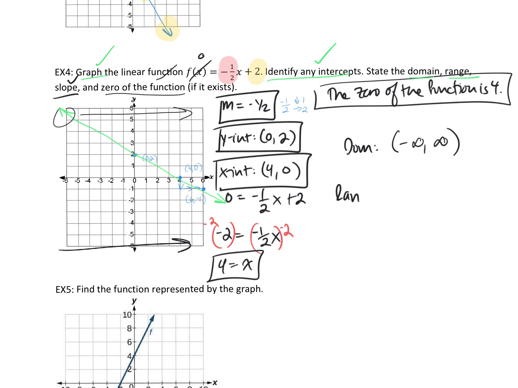Now for the range, we're talking about the y values. So that's looking at going this way, vertically. If you look at our arrowheads, we're going down to the negatives and still up to the positives. So because of that, our range is also going to be negative infinity to positive infinity. And let me clean my graph up.